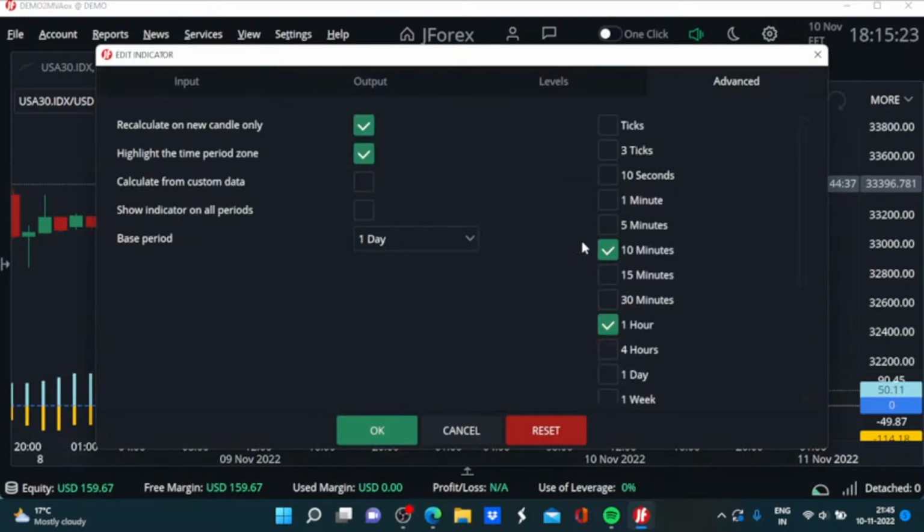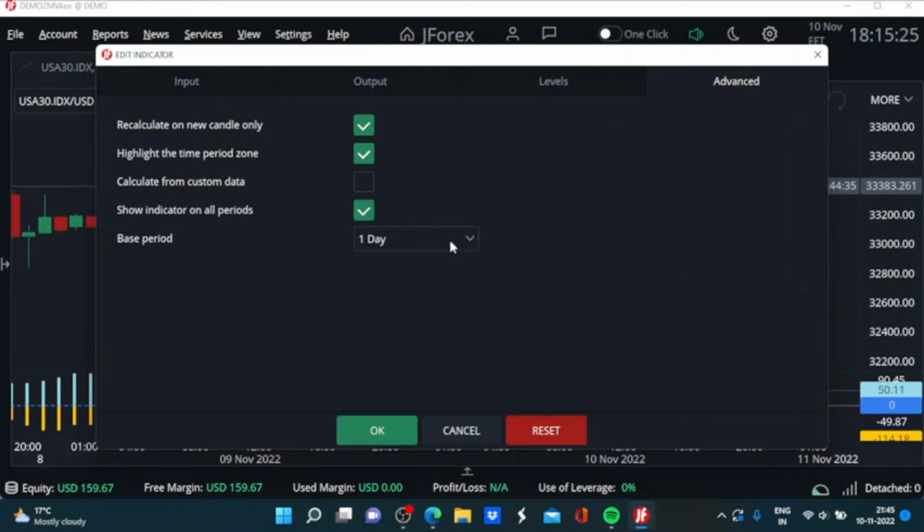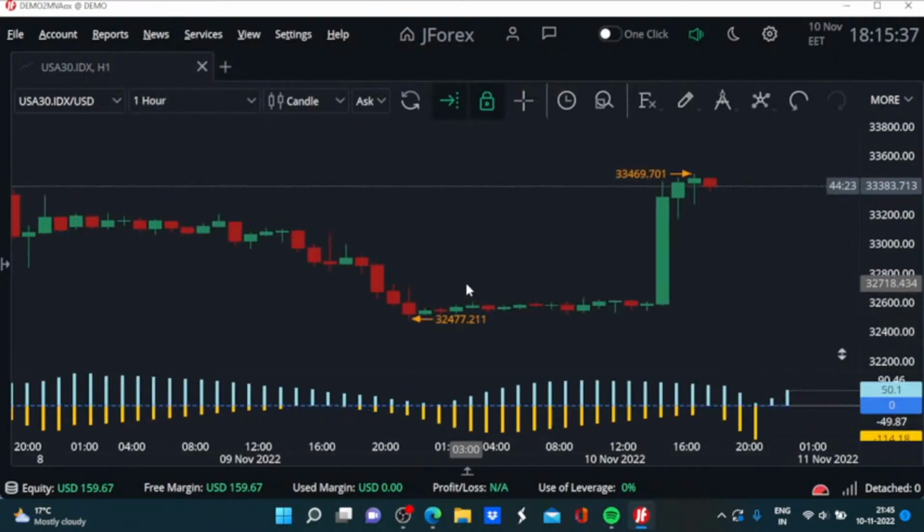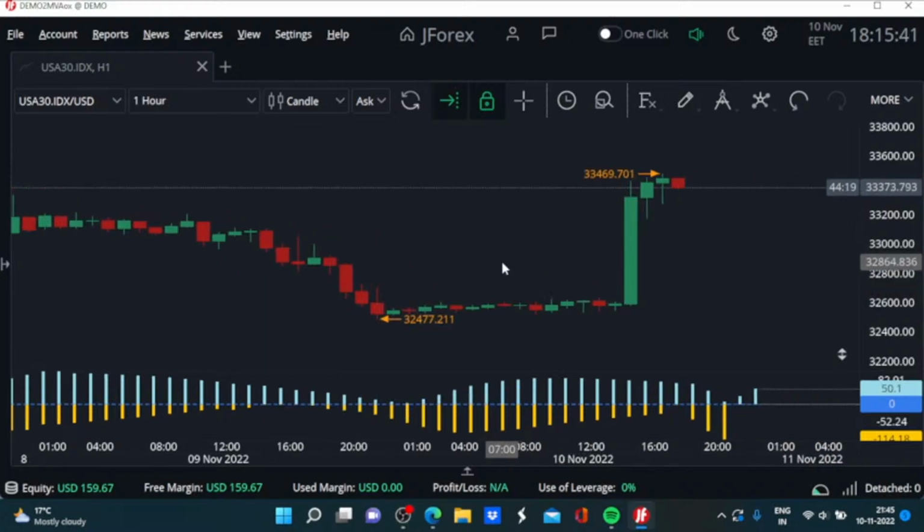Now again I am going to restore back the show indicator on all the periods. Base period, let us try out different combinations. Usually it is not making any difference, so it is not really helpful for this indicator. The base period matters for some indicators and for some others it doesn't really matter. So that is something to be kept in mind.